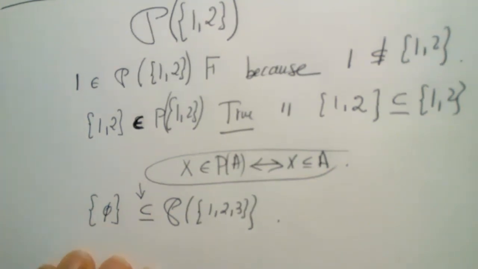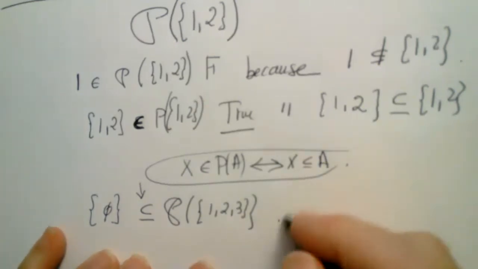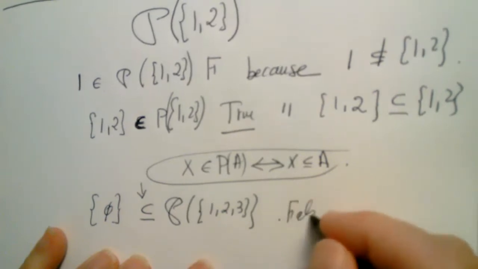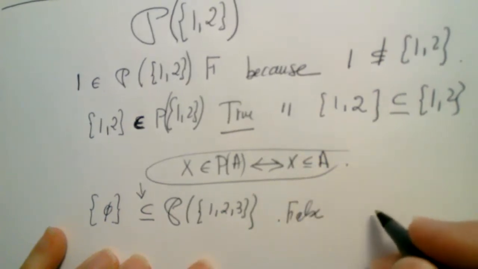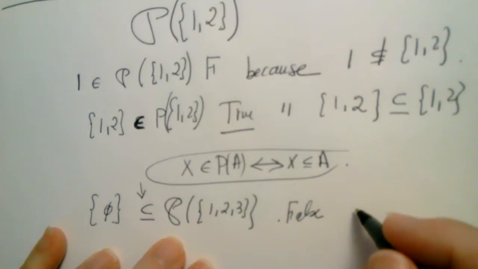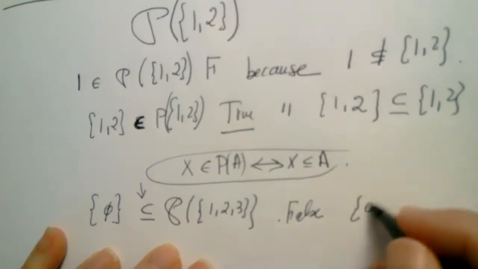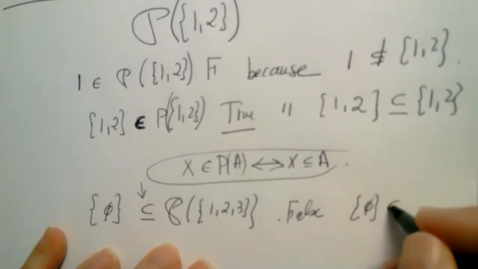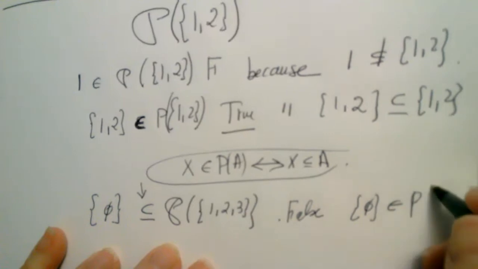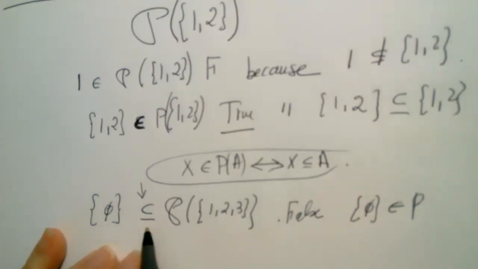Who says yes, who says true, who says false? Justify. False, because the subset of the empty set is not an element of that set. Because, repeat: the set of the empty set is not an element of the power set. That's correct. But what do I have here?